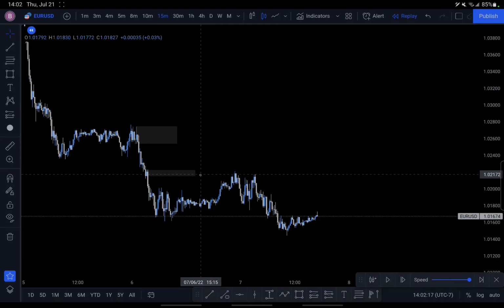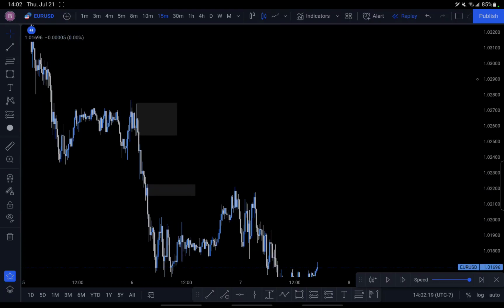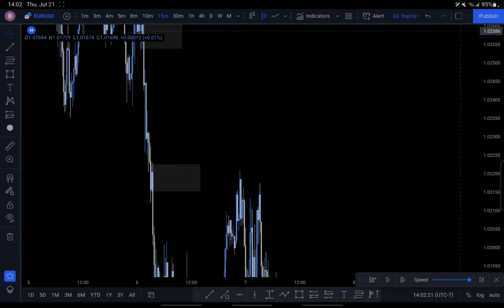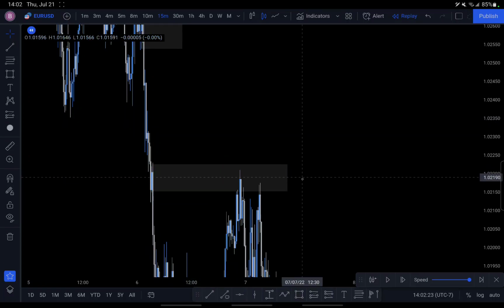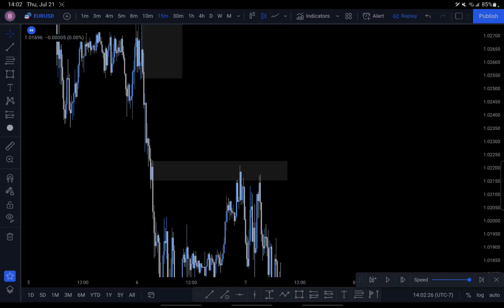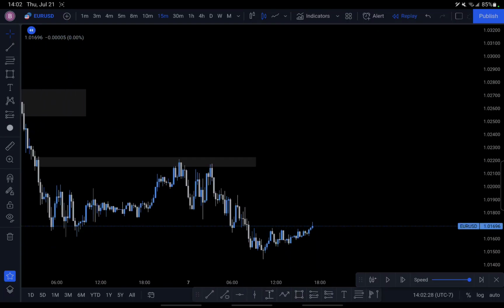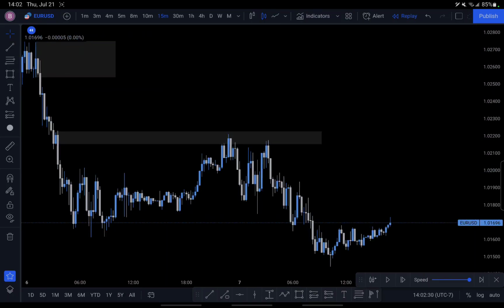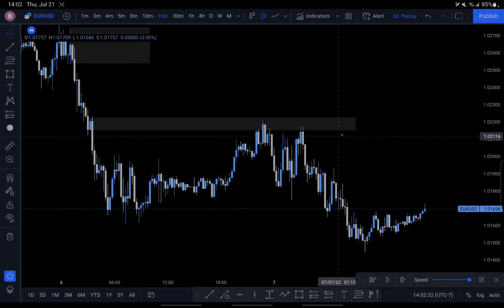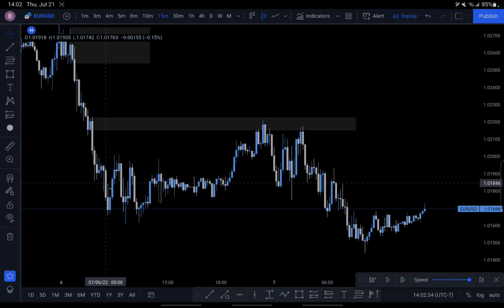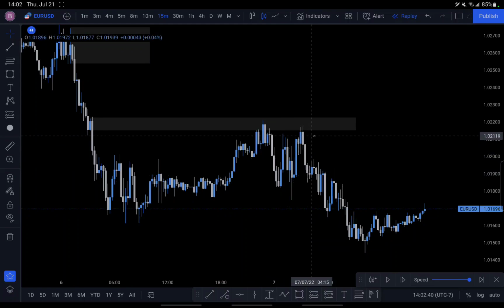Price is breaking back down. Did it tap our zone? Yes, it did here. Okay, perfect. Now we can zoom in, see what happened. So price left our zone, came back, tapped into it, traded out, came back in.